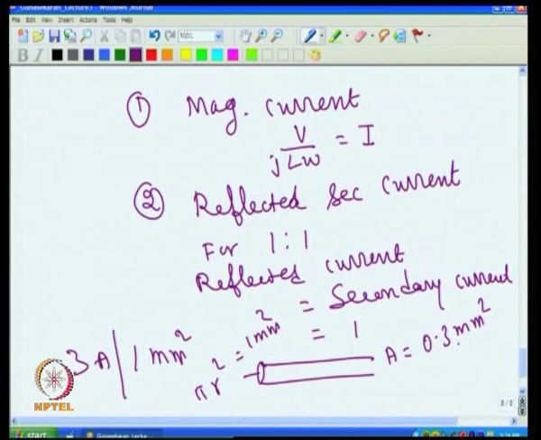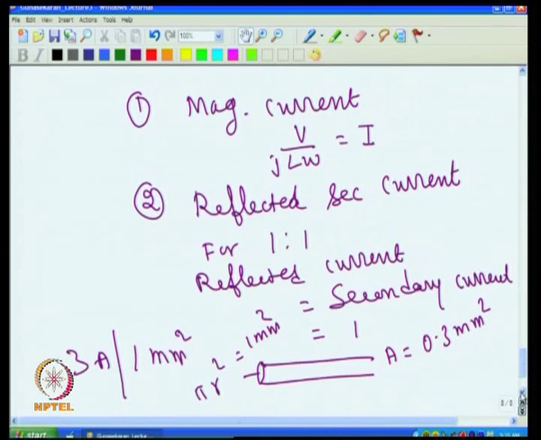Now, this 3 ampere per mm square comes from a practical value, because we know that the transformer can go only up to a certain temperature. Based on that, we fixed this. This can also be seen in detail at a later time. So this is how the thickness of the wire and the number of turns are to be selected.